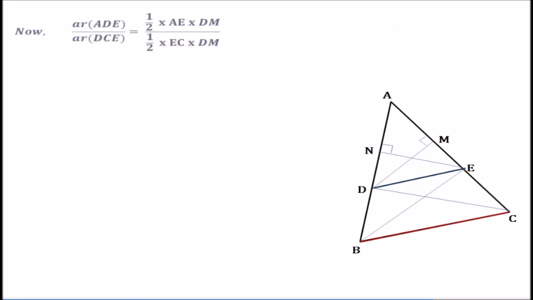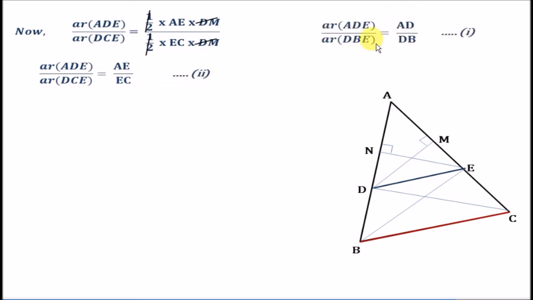Now dividing area of ADE by area of DCE, we have half into AE into DM divided by half into EC into DM. Cancelling out the common factors, first half, half, and then DM, DM. So we have area of ADE by area of DCE equals AE by EC. Let's keep this as equation number 2. Remember, this was our equation number 1.